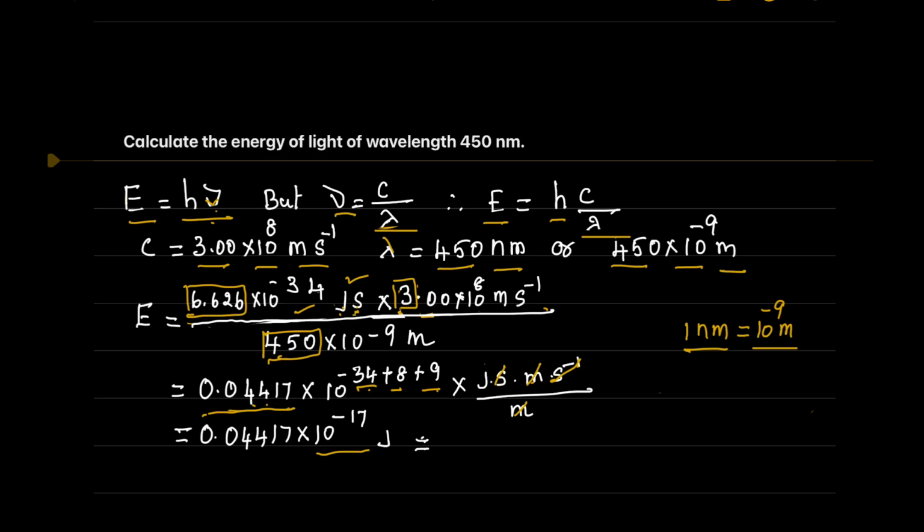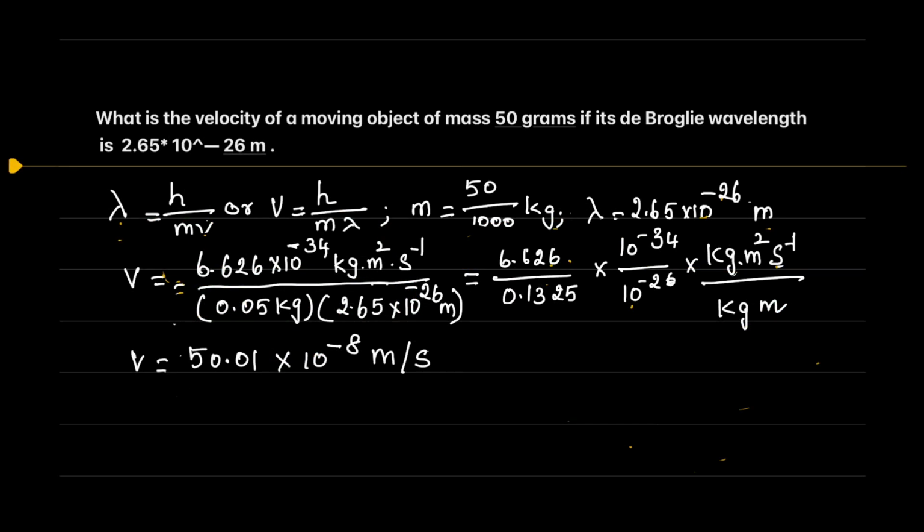So the final answer is that E is equal to 0.04417 into 10 raised to the power of minus 17 joules, and this can also be written as 4.417 into 10 raised to the power of minus 19 joules. Second problem is, what is the velocity of a moving object of mass 50 grams if its de Broglie wavelength is 2.65 into 10 raised to the power of minus 26 meters?